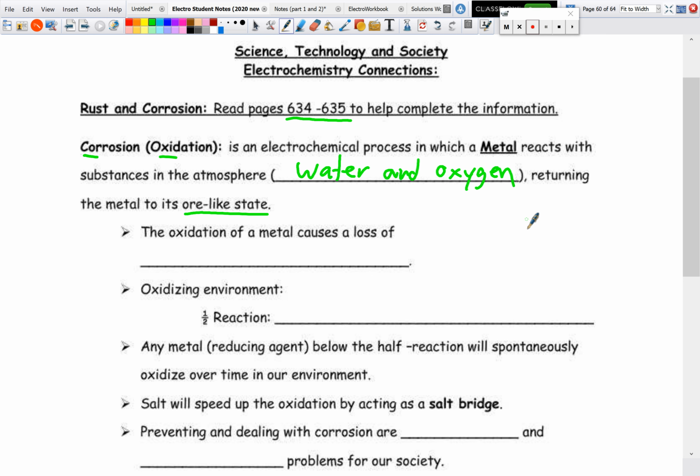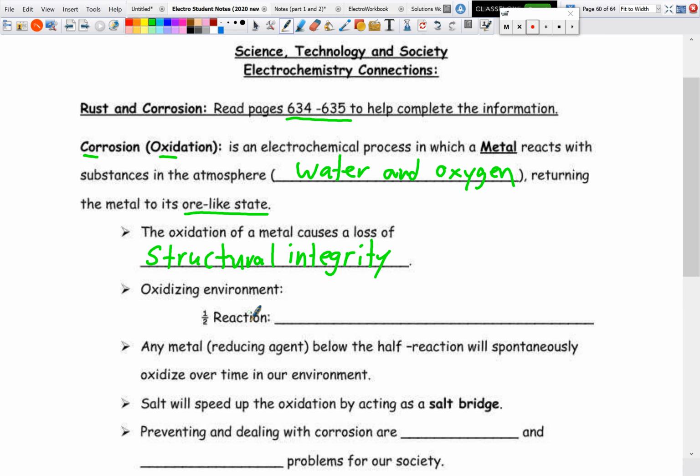So of course this is a problem because oxidation of metals causes a loss of structural integrity. So if we build stuff from it, it's not going to last, it could break, and that can cause all kinds of problems.